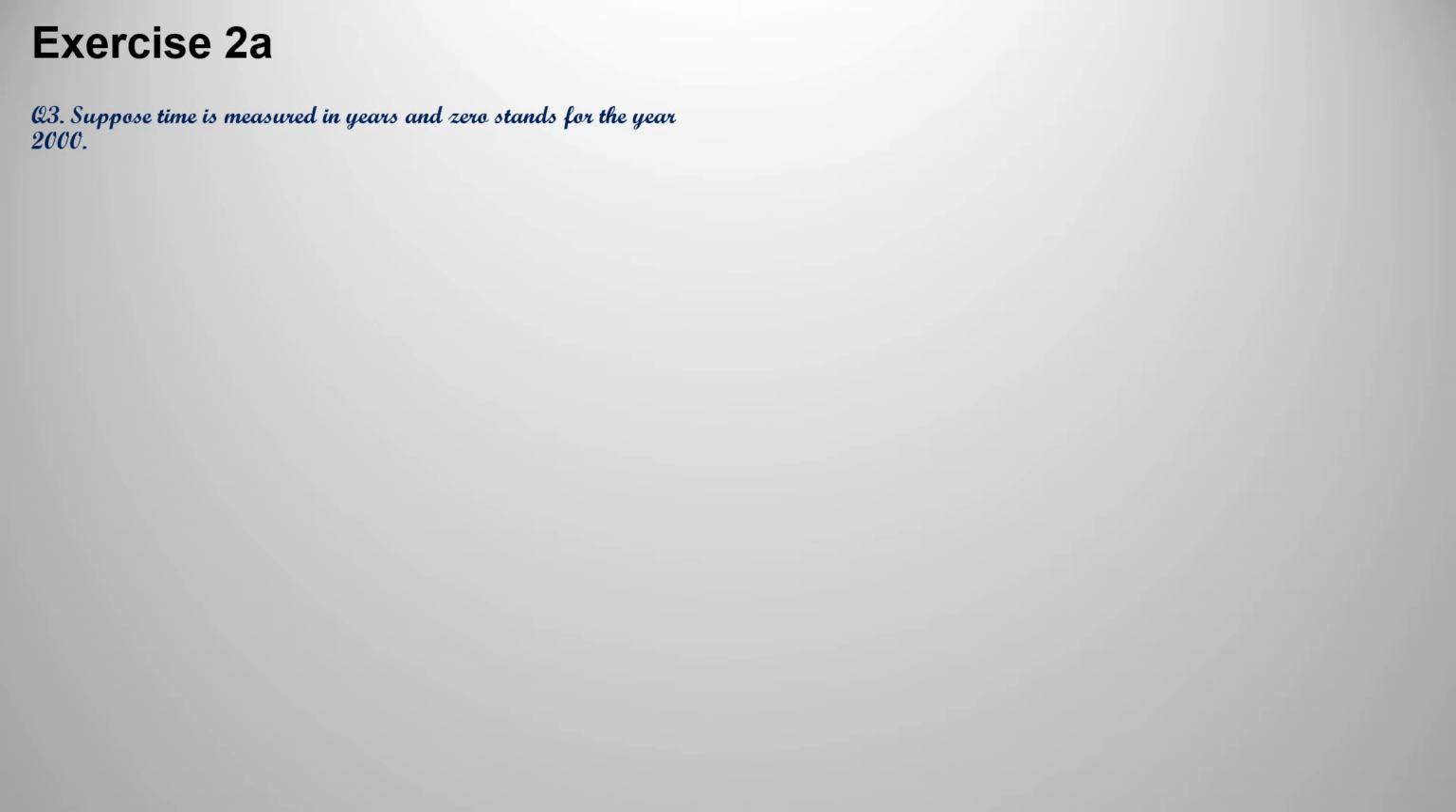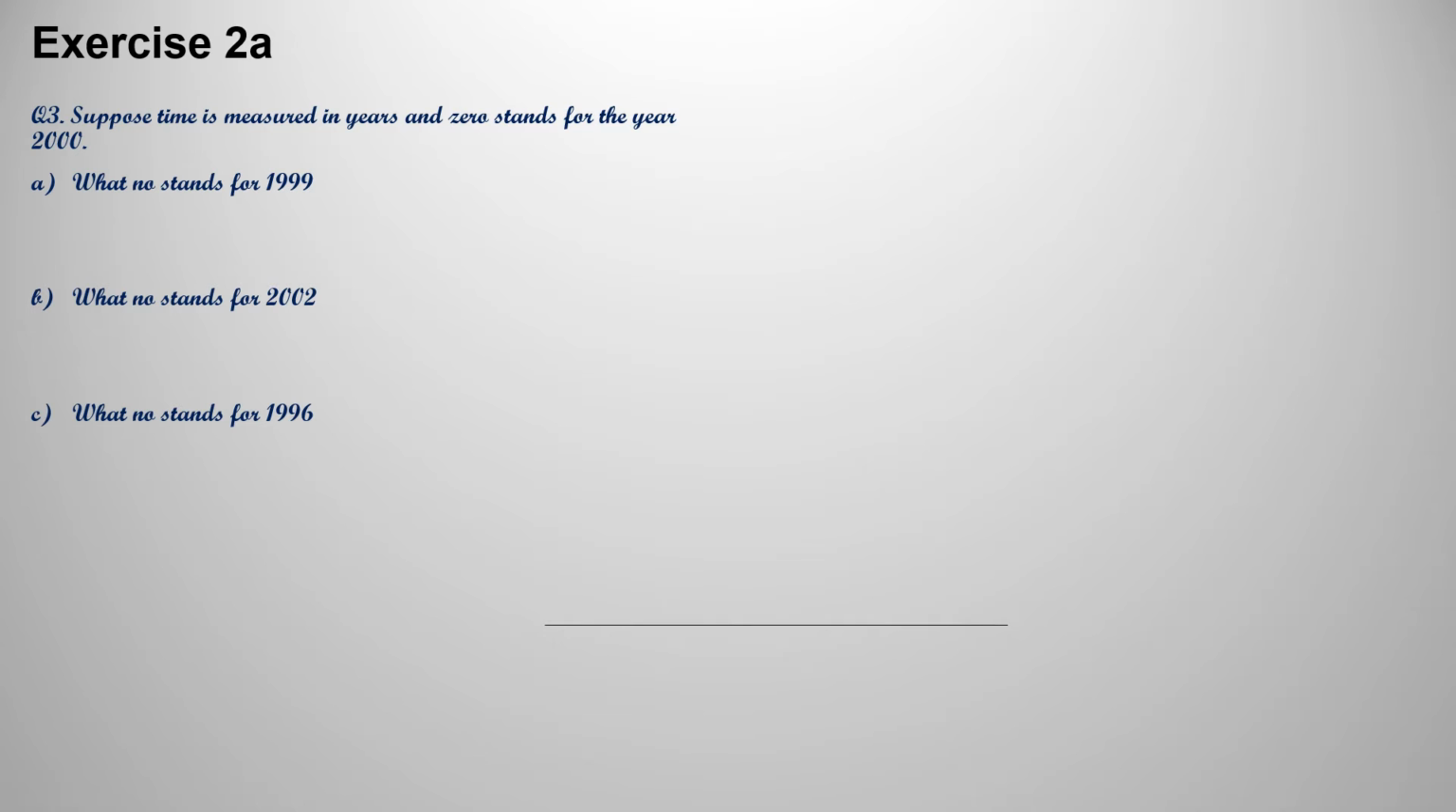Question number 3. Suppose time is measured in years and 0 stands for the year 2000. We have to find out what number stands for 1999, what number stands for 2002, and what number stands for 1996. Let's draw a number line. Let's find out the middle point. Instead of knowing that by 0, we are required to call it 2000. Let's do just that.